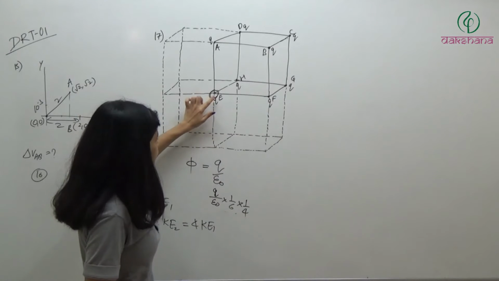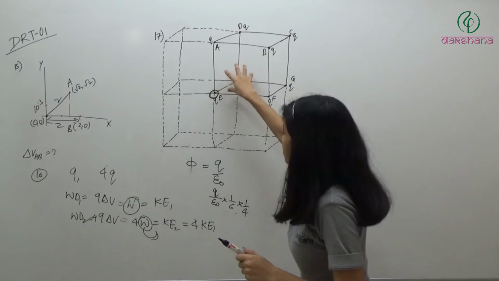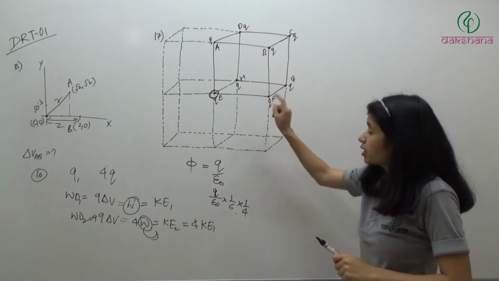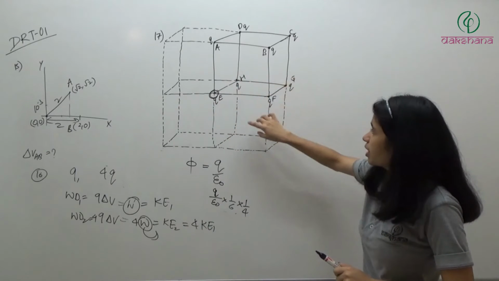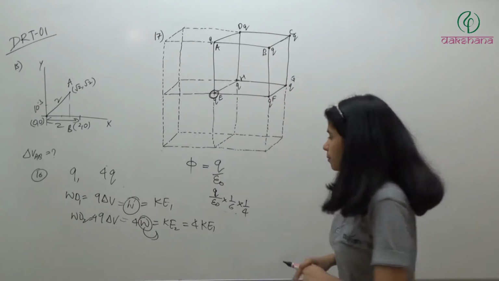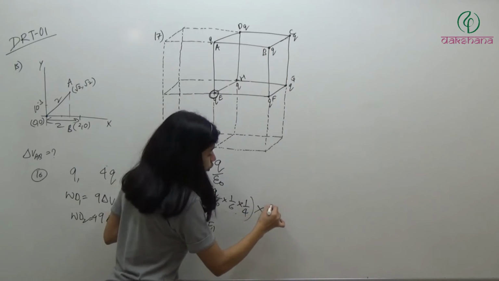Now we have 4 such charges. We can assume the same structure for this charge, same structure for this charge, because all those are symmetric, all those have the same situation, same position with respect to this ABCD. So now we have 4 such charges.